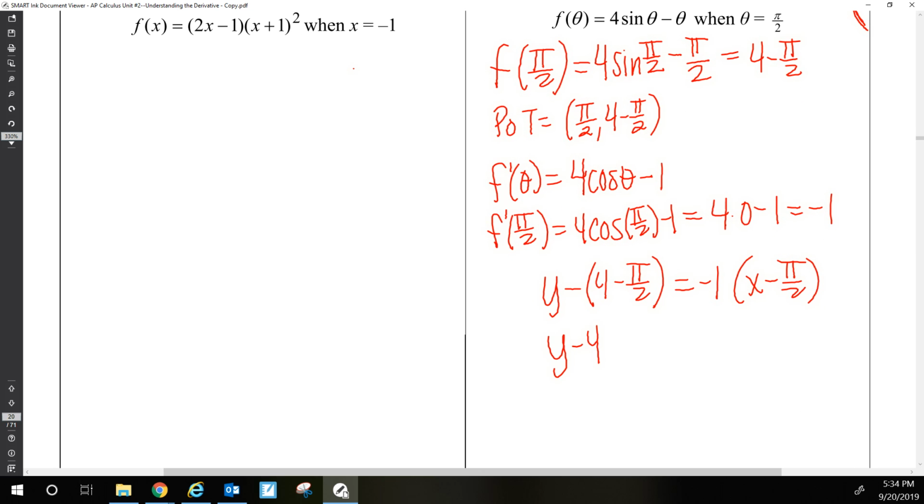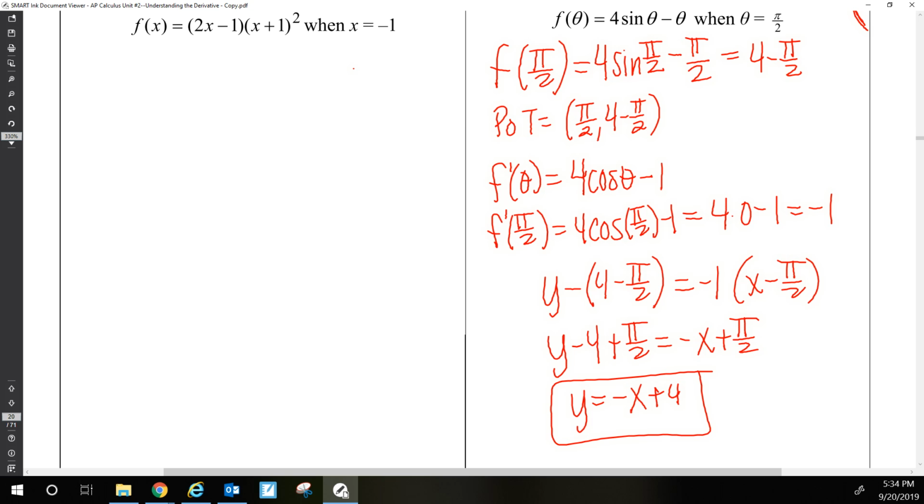Y minus 4 plus pi over 2, when we distribute the negative sign, is equal to -1 times x, so negative x, minus and minus makes it positive pi over 2. Moving these guys over, I get y is equal to negative x, -4 becomes +4 on the other side, pi over 2 minus pi over 2 would go away. And this is my tangent line equation.